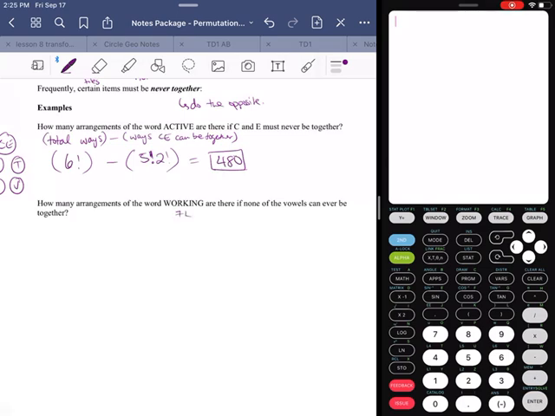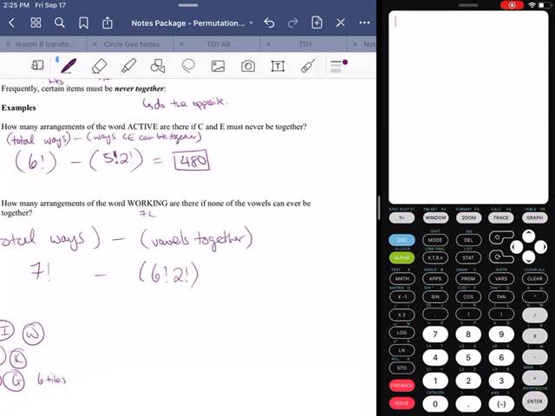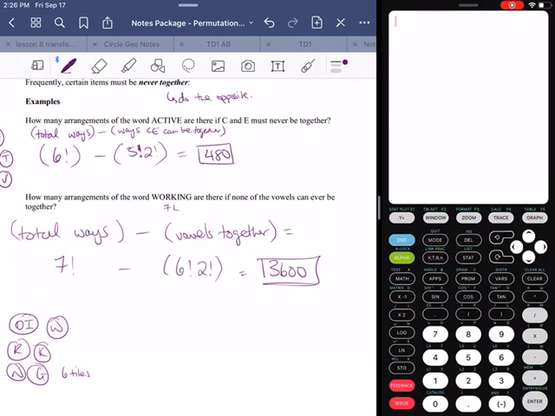So the total ways, there's 7 letters in this word. So we're going to take the total ways and we're going to subtract vowels. Okay. So the total ways is 7 factorial. And the vowels together, let's draw a little diagram. You have O and I are the vowels. And W, R, K, and G. So there's 6 tiles. And then we can also arrange the O and the I. So 6 factorial, 2 factorial. And here we're going to get 3,600 ways that the vowels can never be together.